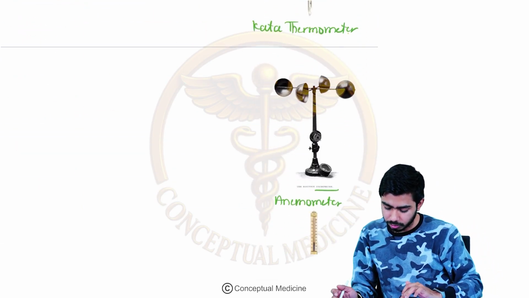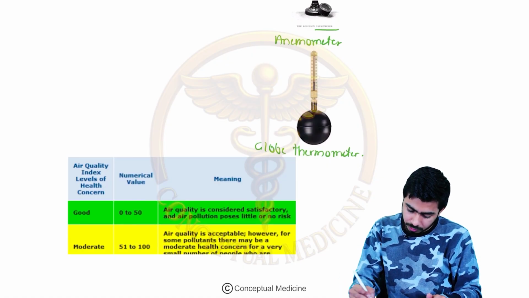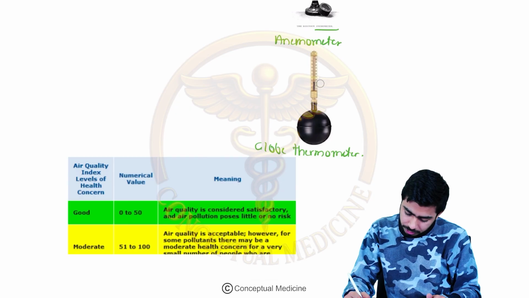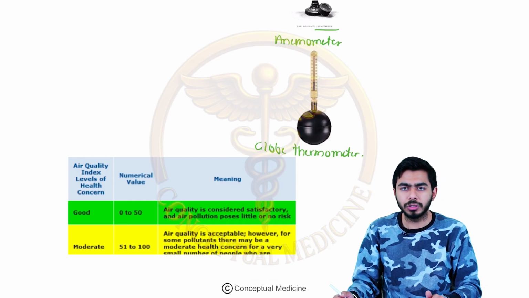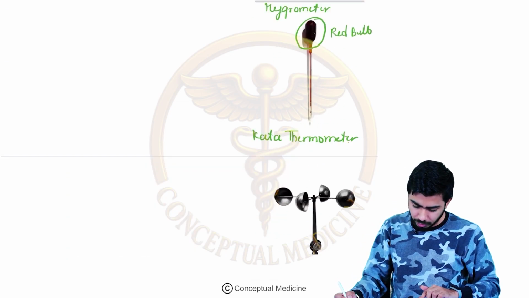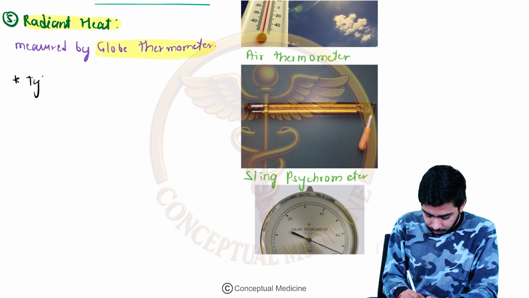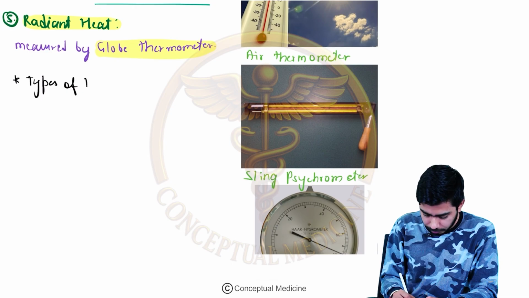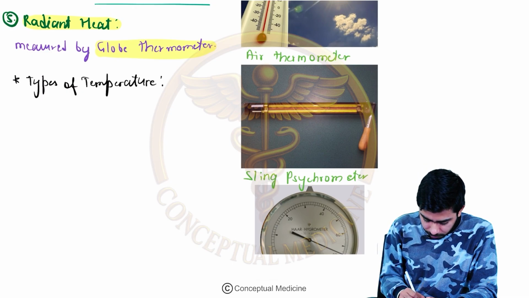And here I have shown you this. This is the globe thermometer. Here you are seeing the thermometer reading present over here, and this is the globe-like thing over here. This is the globe thermometer, also used for measuring the radiant heat, right? Now once we have talked about that, we shall talk about the types of temperature.